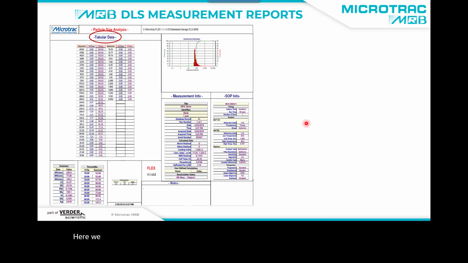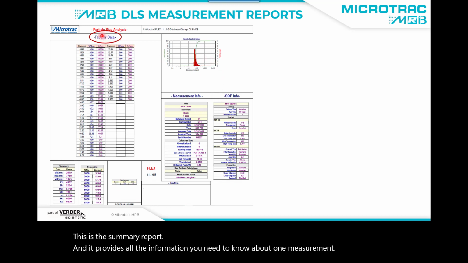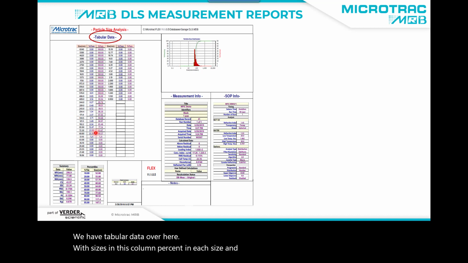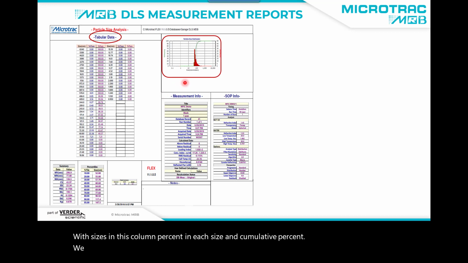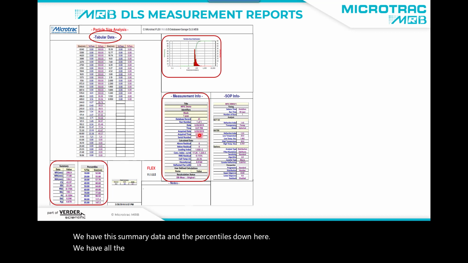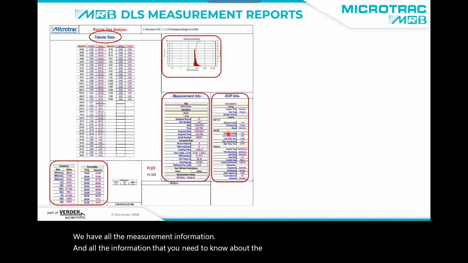Here we have examples of MRB DLS measurement reports. This is the summary report, and it provides all the information you need to know about one measurement. We have tabular data over here with sizes in this column, percent in each size, and cumulative percent. We have the graph in this corner of the report. We have the summary data and the percentiles down here. We have all the measurement information and all the information that you need to know about the standard operating procedure that was used.